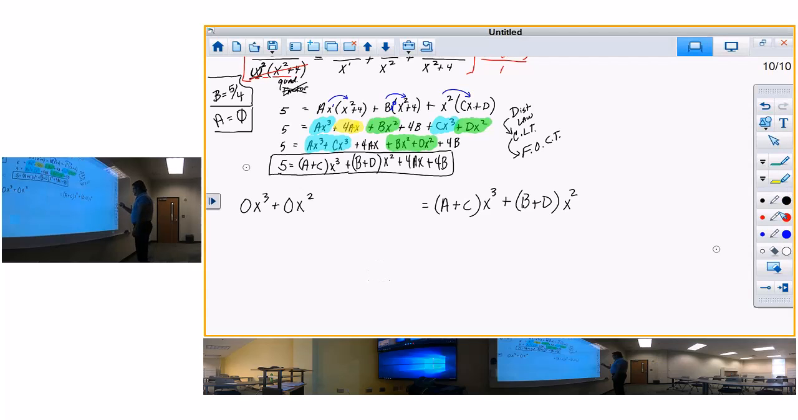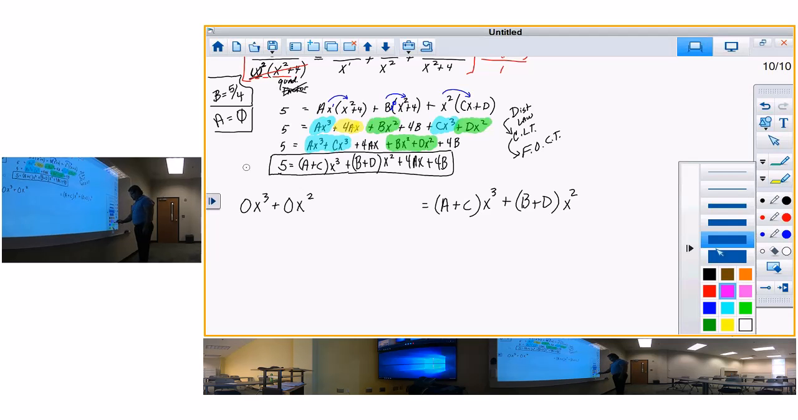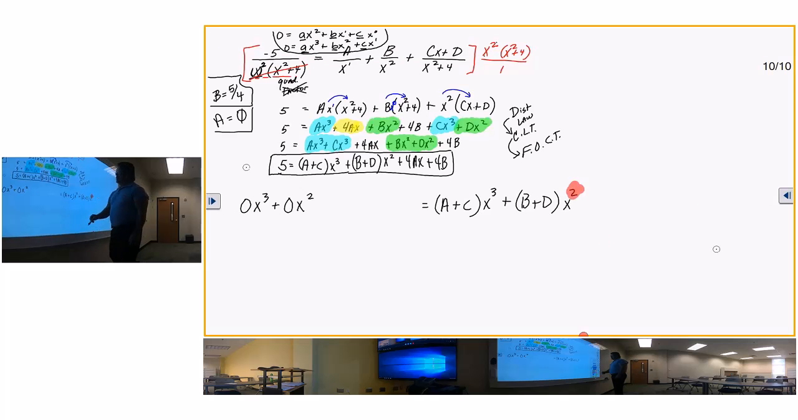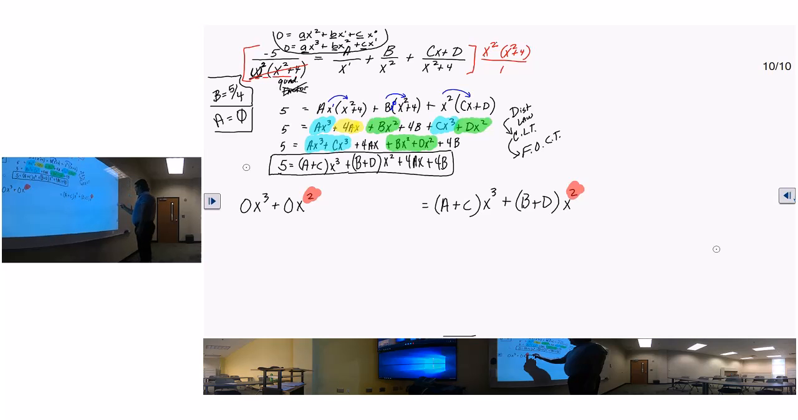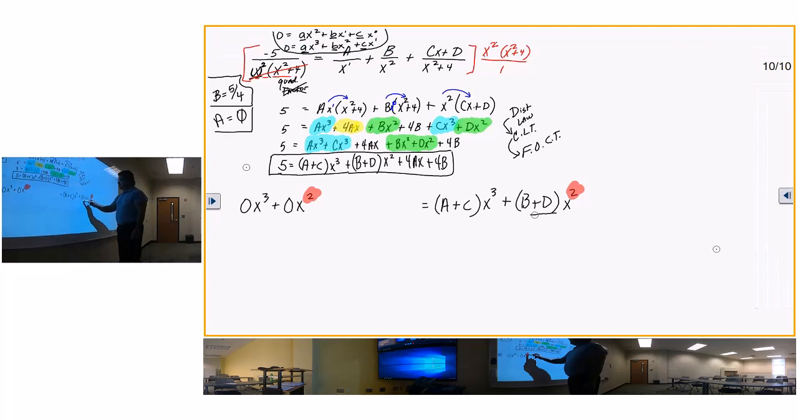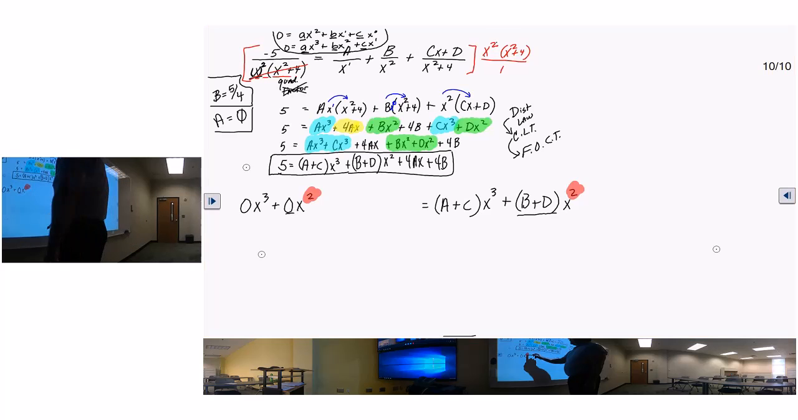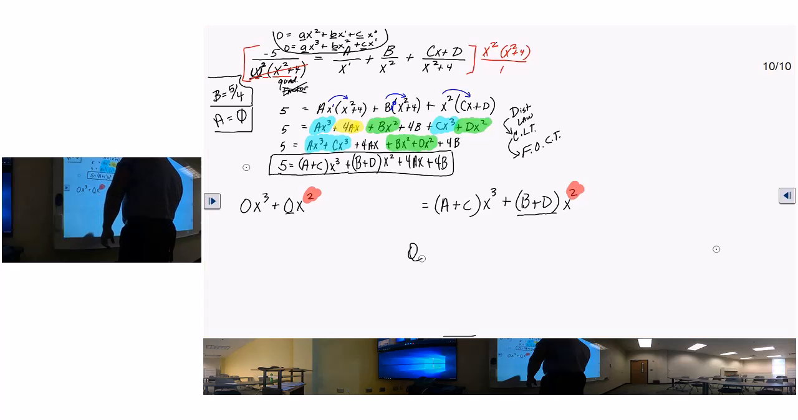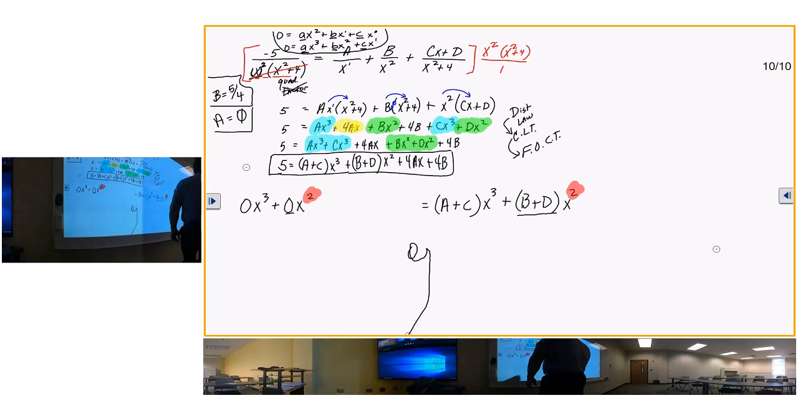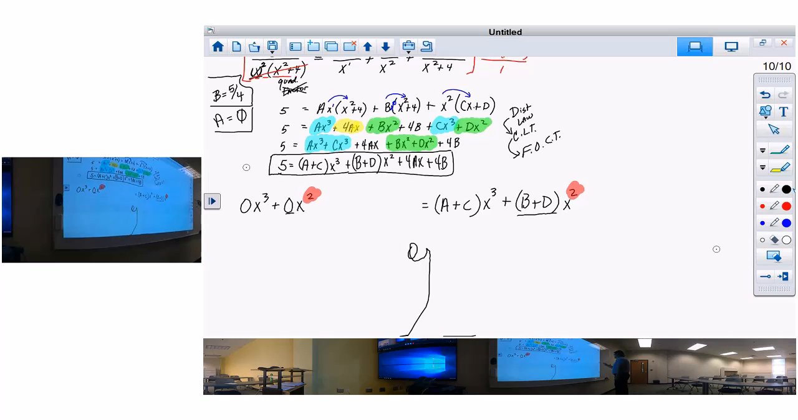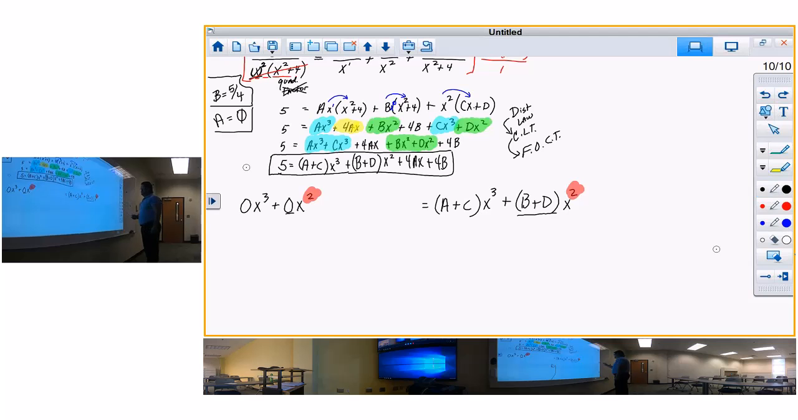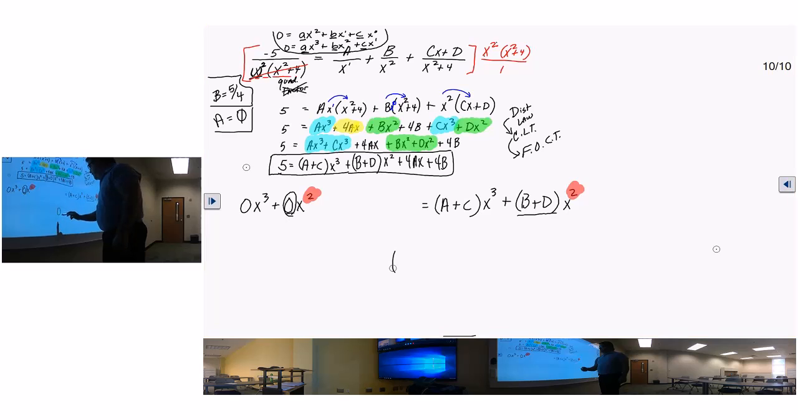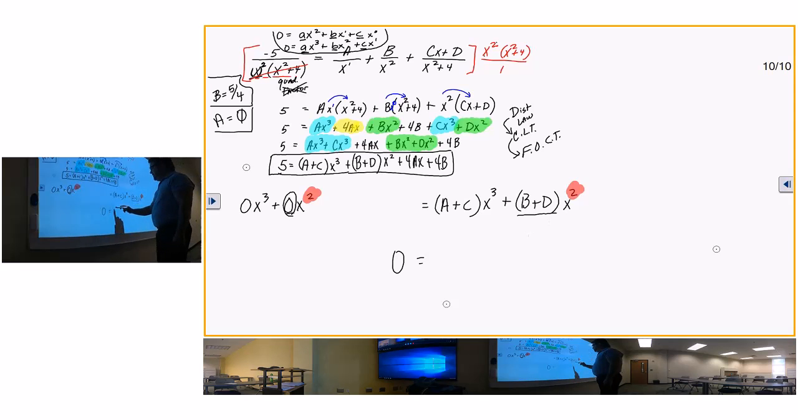And I'm going to take my highlighter. I don't like to use red, but we're going to use it. There's a 2 and there's a 2. Now I'm going to skip a step here and say this coefficient is equal to this coefficient. So 0 is equal to, I hate it when it does that. This 0 right here is equal to b plus d.